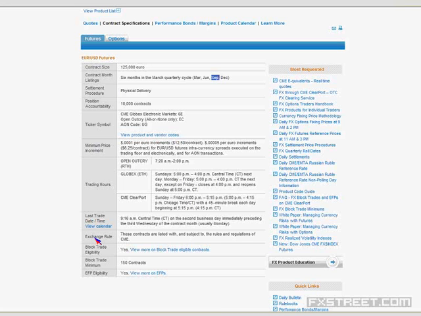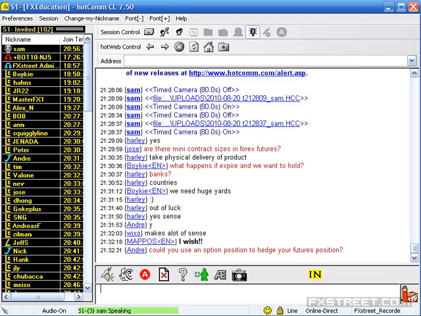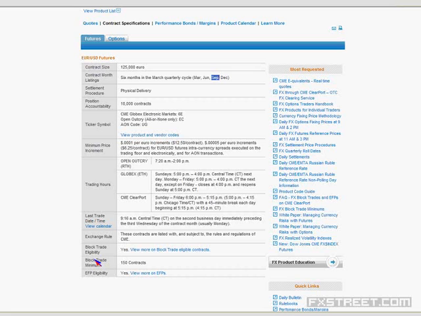Jose is asking, are there mini-size contracts? Absolutely. The Forex minis are great. They're becoming very, very popular. There are definitely mini contracts for these markets. Andre, these major markets do have options markets. And I can tell you, I was trading Japanese yen options many, many years ago. I don't even know, 15 years ago, maybe more, something like that.